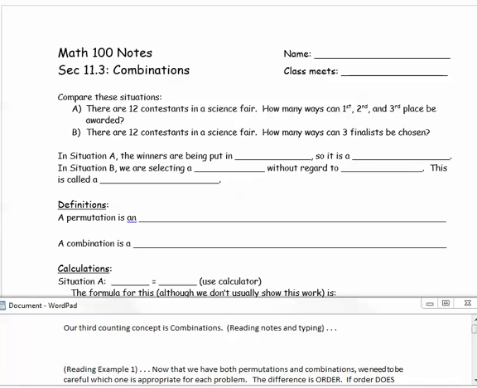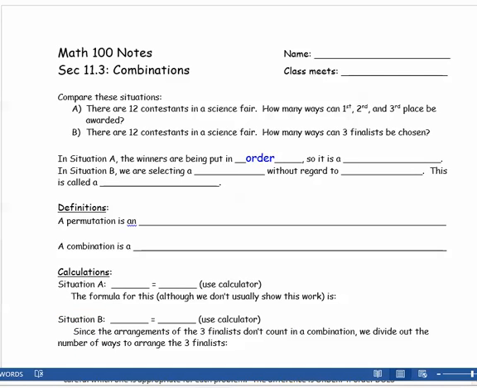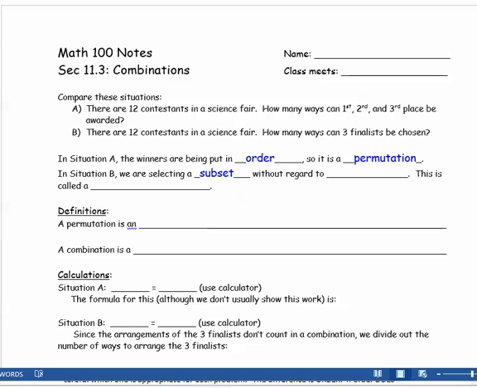In situation A, the winners are being put in order. So it is a permutation. In situation B, we are just selecting a subset of the contestants without regard to order. This is called a combination.